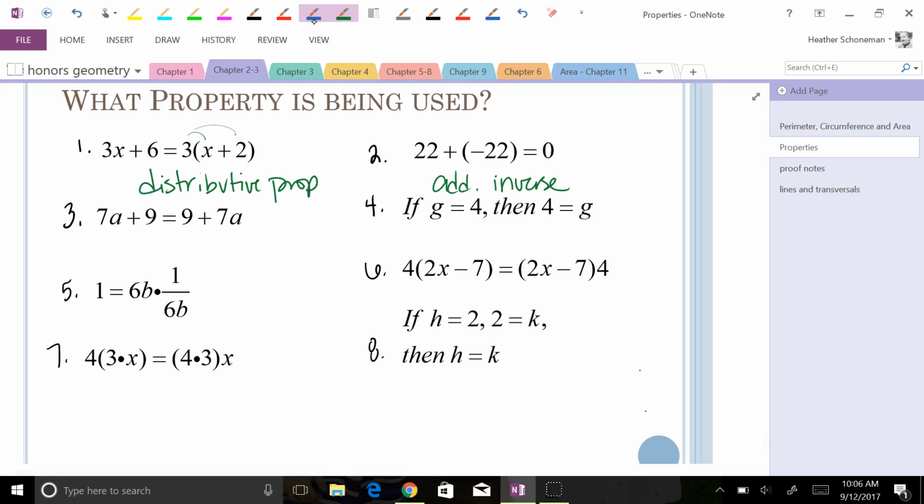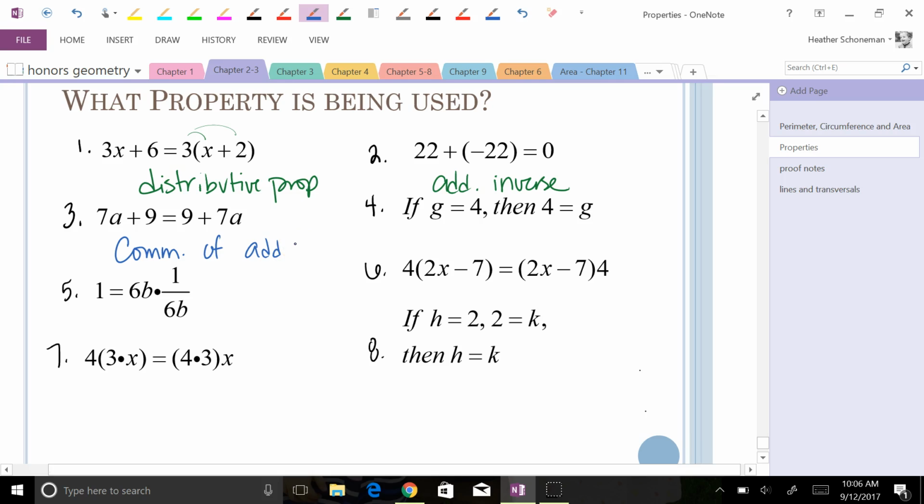Okay, number 3. On the left it says 7a plus 9. On the right is 9 plus 7a. So they haven't changed anything except the order in which they've written them. So when you change the order, that is the commutative property. So we can say commutative, and they're adding, so it's commutative addition.